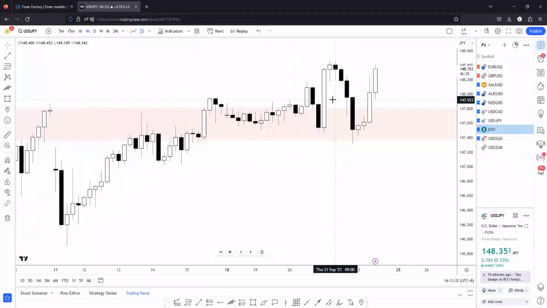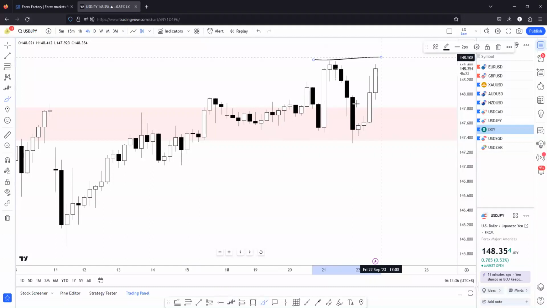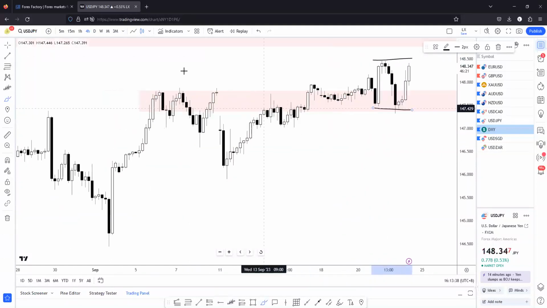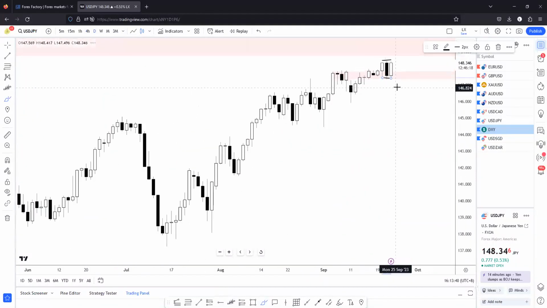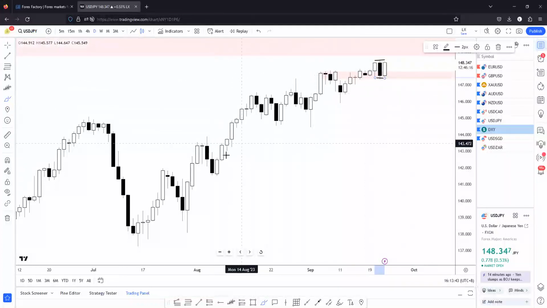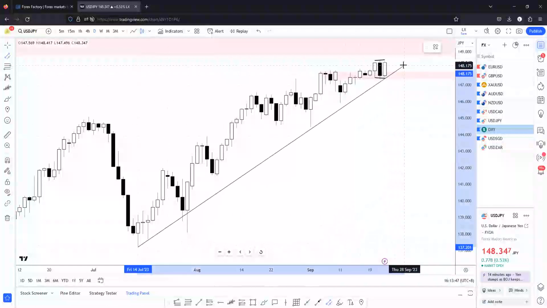If we move down to the 4 hours time frame, we can see that this is the last range that we are trading within, this area here. So overall, the general direction is still bullish. On the daily or even the weekly, you can see very clear structure and potentially an ascending channel being formed here too.